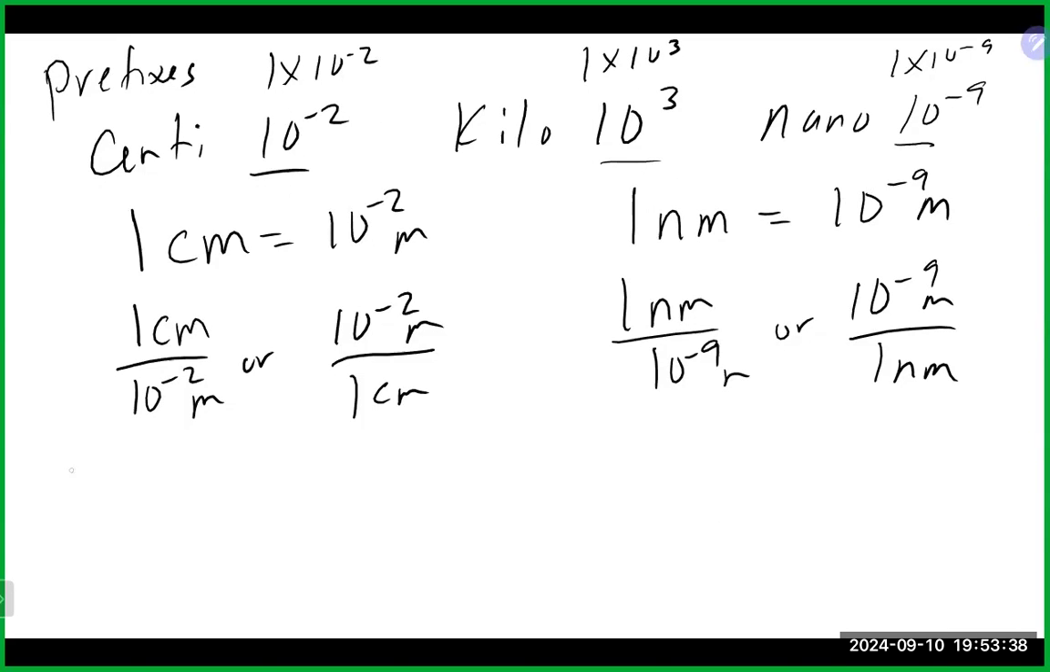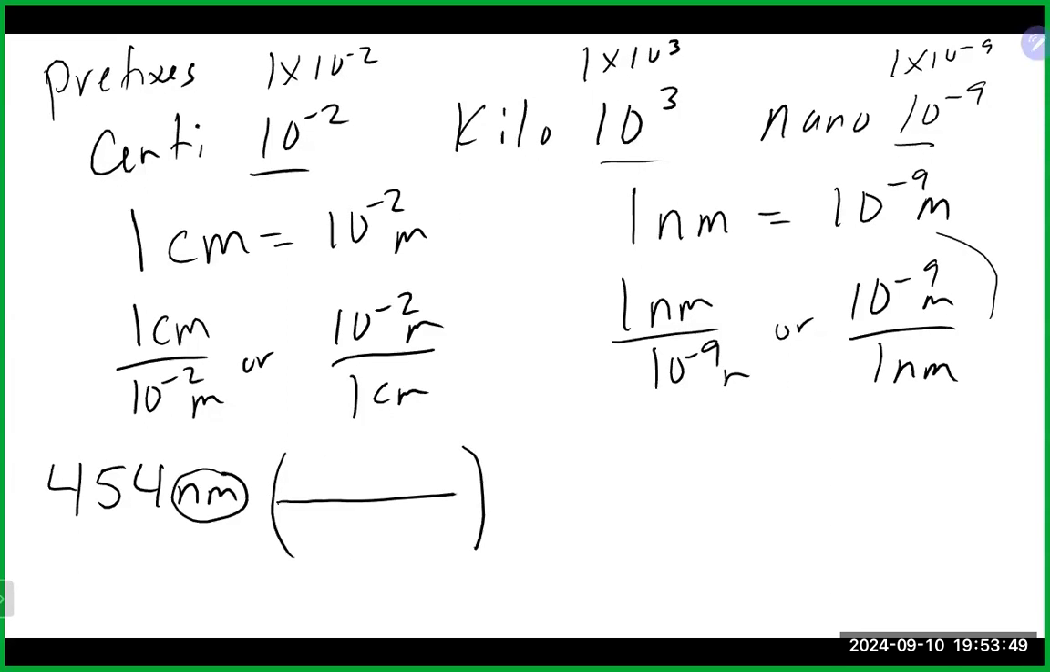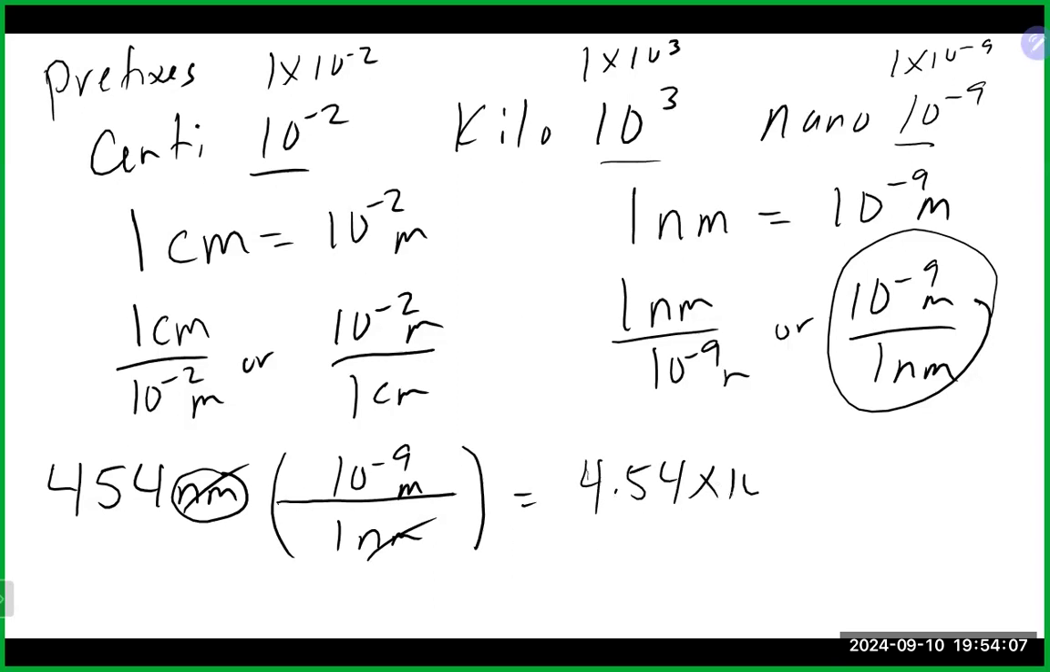So if we're going with, like, 454 nanometers and we want to get meters, doing the opposite, nanometers is up on top. We would need to use it this way. Nanometers would cancel, and we would have this times 1 times 10 to the minus 9, going to give us our 4.54 times 10 to the minus 7 meters in this particular case. Any questions on that there?